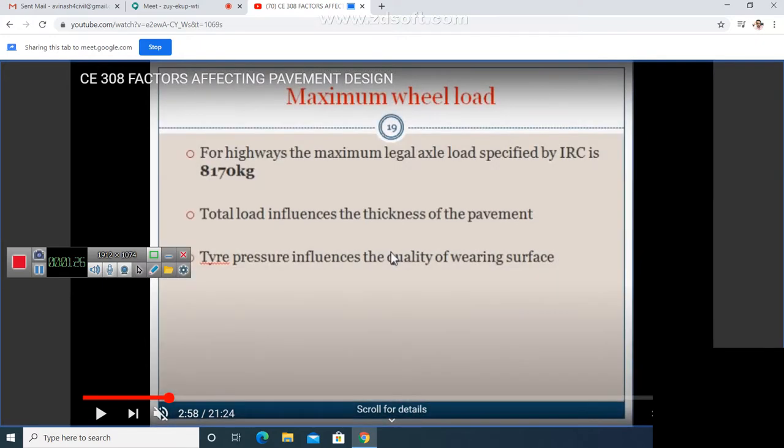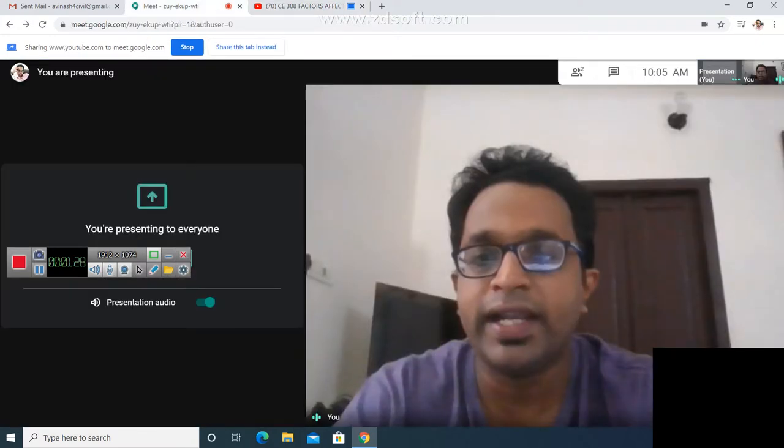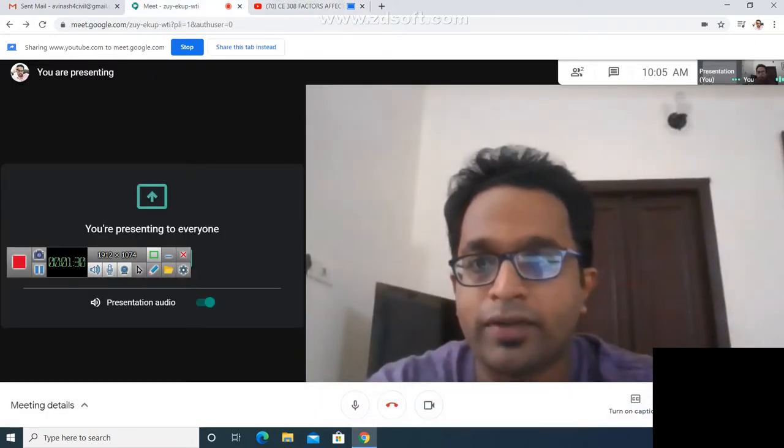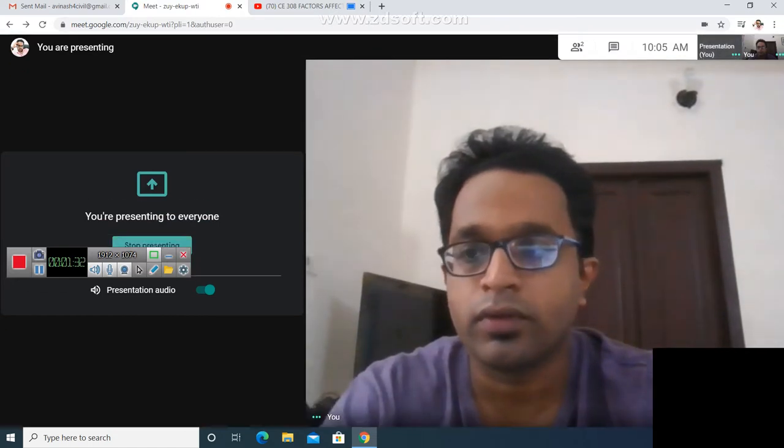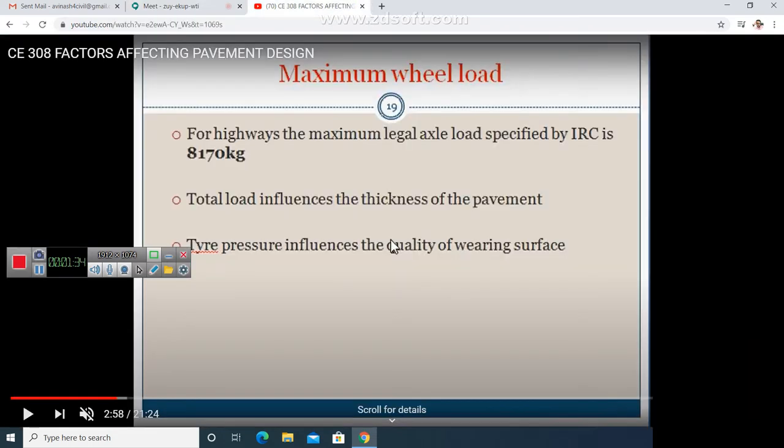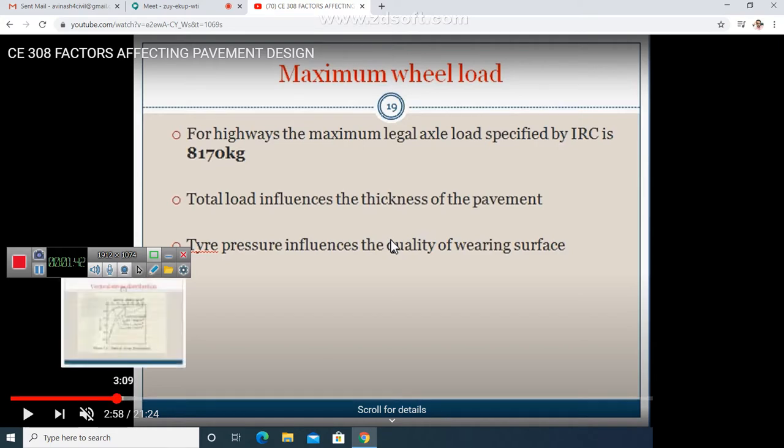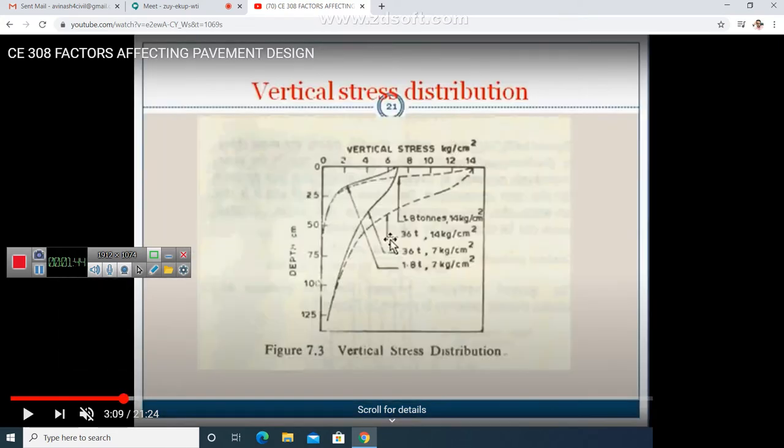Next one is maximum wheel load. For highways, the maximum legal axle load specified by IRC is 8170 kilogram.